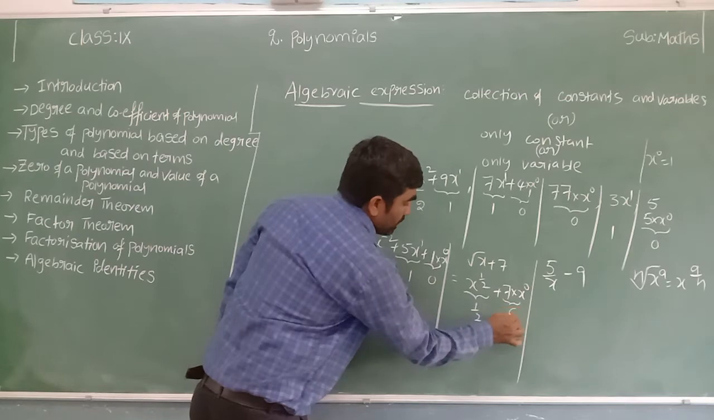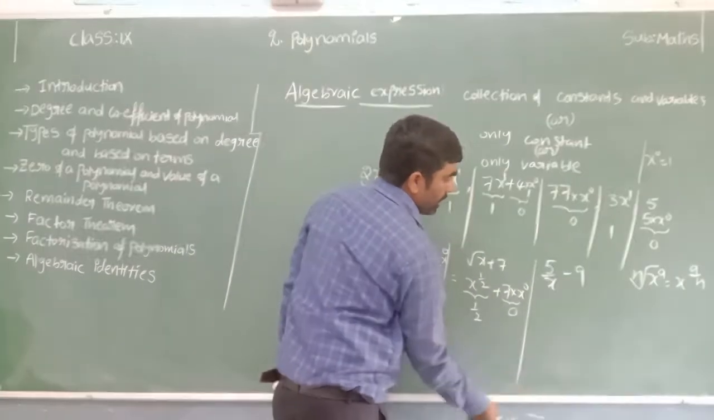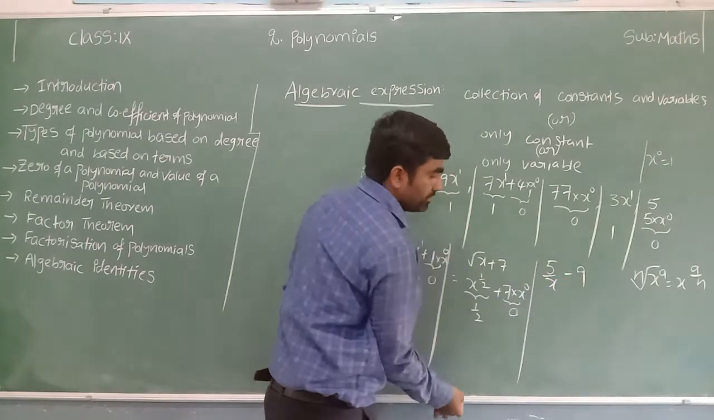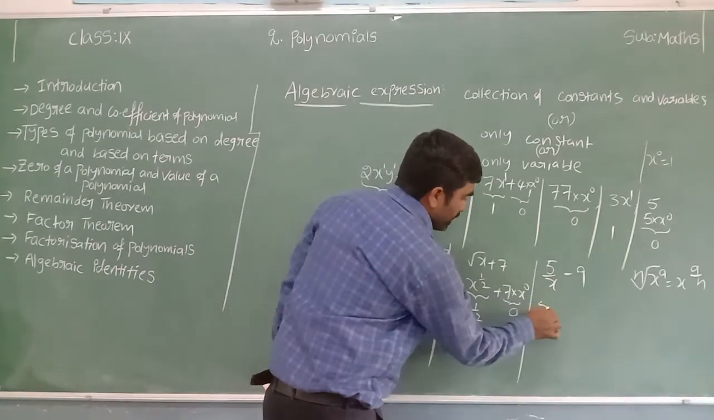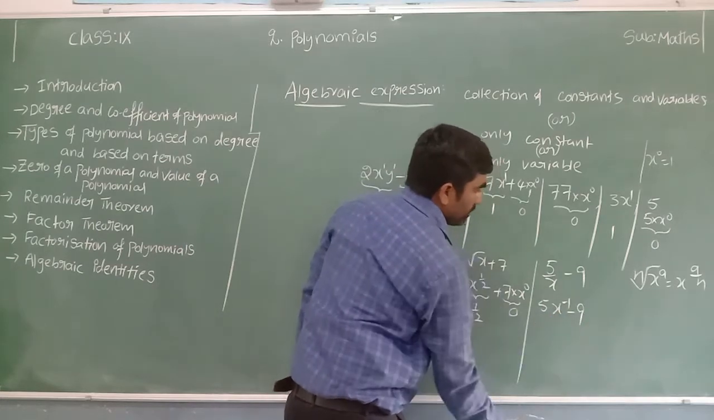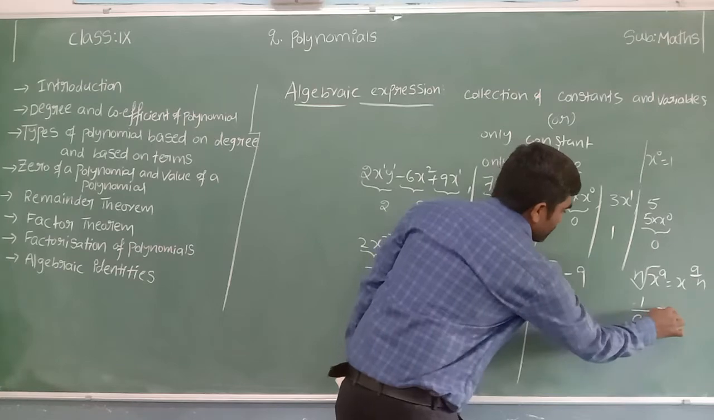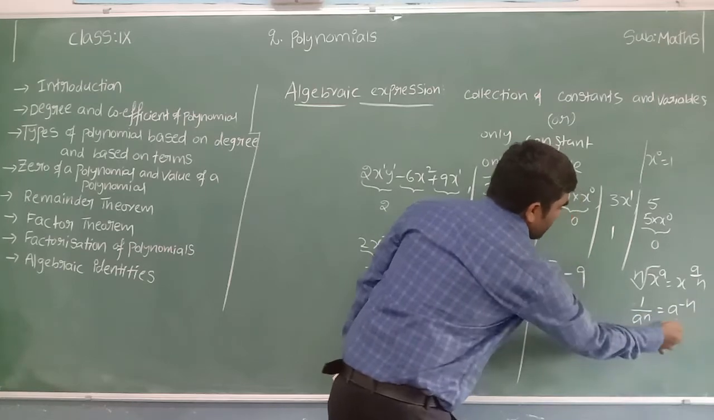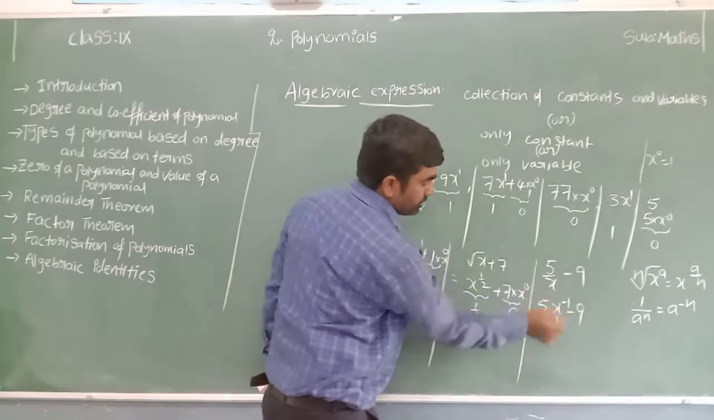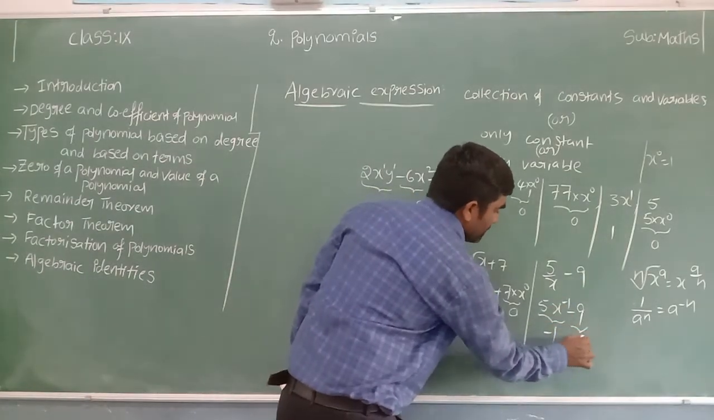The variable power of the second term is 0. 5 by x minus 9: how can I write 5 by x in terms of powers? 5 by x you can write as 5 into x to the power of minus 1, minus 9. We have a formula: 1 by a to the power of n is equal to a to the power of minus n. Based on that I wrote here. The variable power of the first term is minus 1 and the second term is 0.